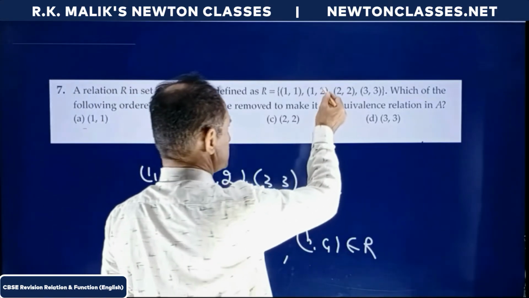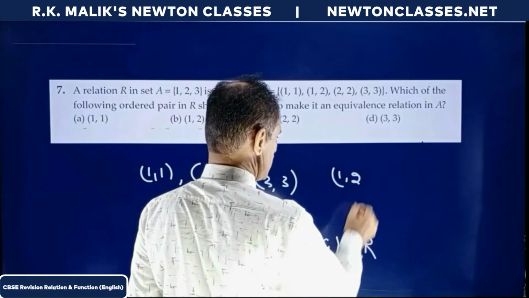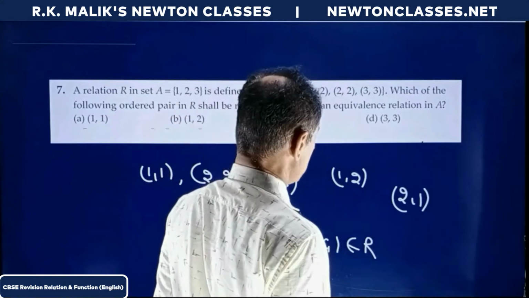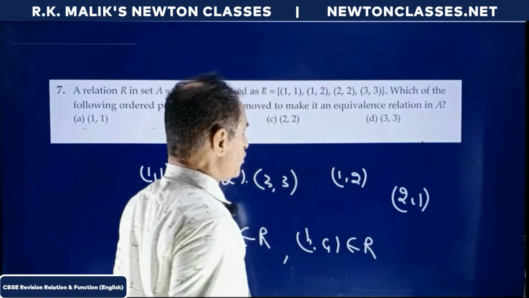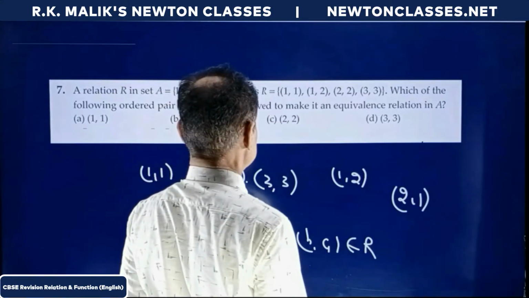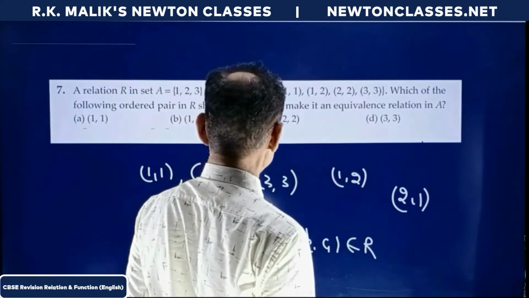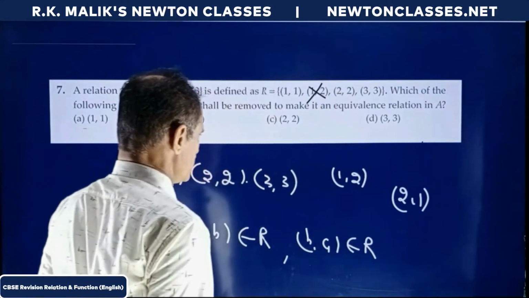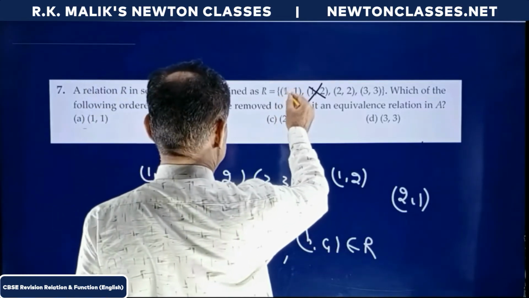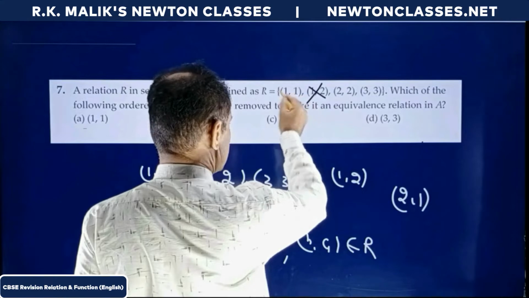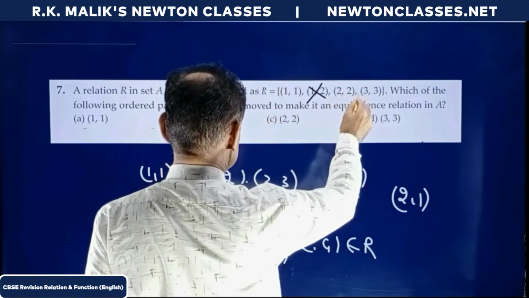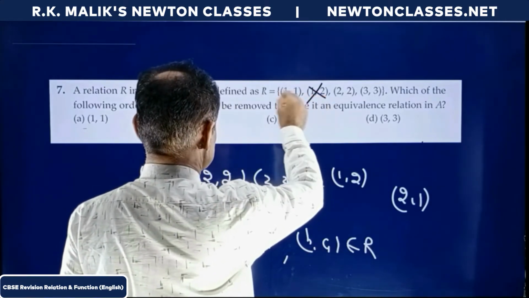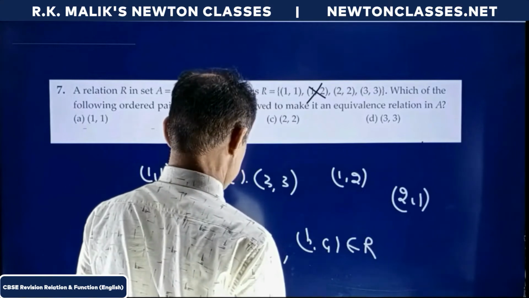But in R, this ordered pair (1, 2) is there, and the opposite of (1, 2) is (2, 1), which is not in R. Hence, R is not a symmetric relation. But if I remove the ordered pair (1, 2), then R will be a symmetric relation, because the opposite of (1, 1) is the same (1, 1), which is in R. Similarly, the opposites of (2, 2) and (3, 3) are in R. Therefore, after removing (1, 2), R will be a symmetric relation.